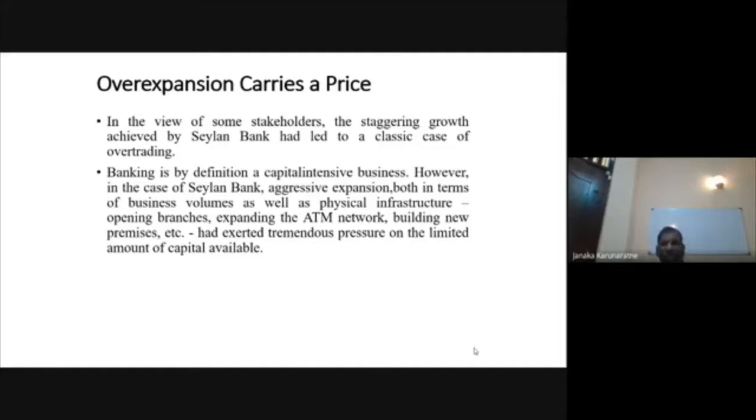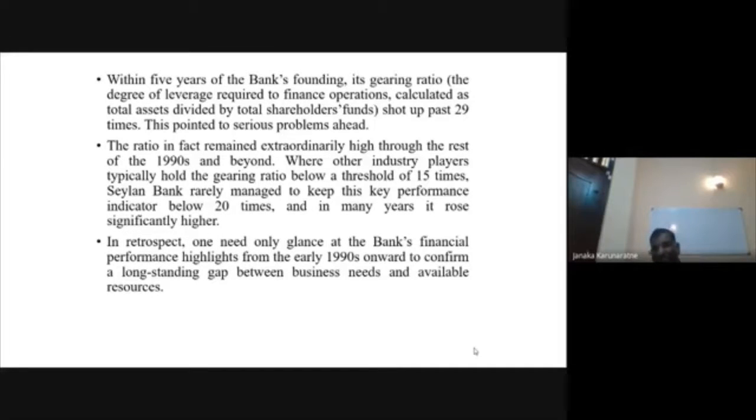So they had little left for other business. Or even this capital expansion may not bring in good revenue in the future. Within 5 years of the bank's founding in 1988, its gearing ratio, and gearing is the leverage, all of you know, the degree of leverage required to finance operations, calculated as total assets divided by total shareholders' funds, shot up past 29 times. So within 5 years it shot up to 29 times. So this pointed to serious problems. When you see this, that is an indication of problems.